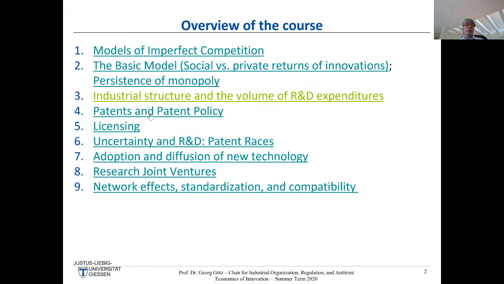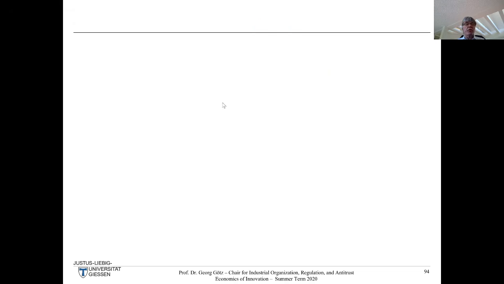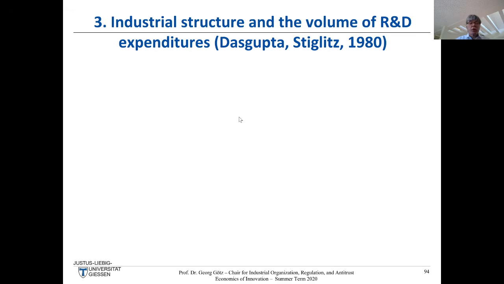Today I'm going to present to you the Dasgupta Stiglitz model. We briefly discussed it already last week. It's chapter 3, industrial structure and the volume of R&D, and goes back, as I mentioned already, to the paper by Dasgupta and Stiglitz 1980.